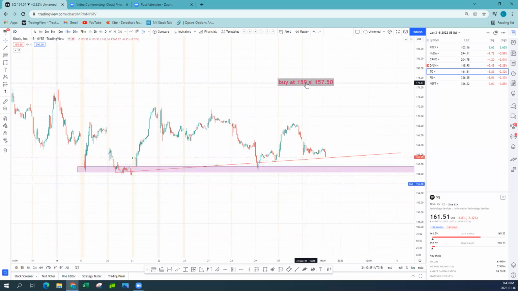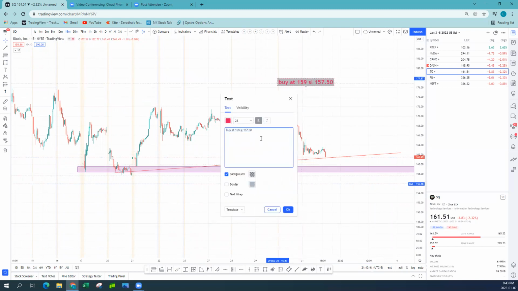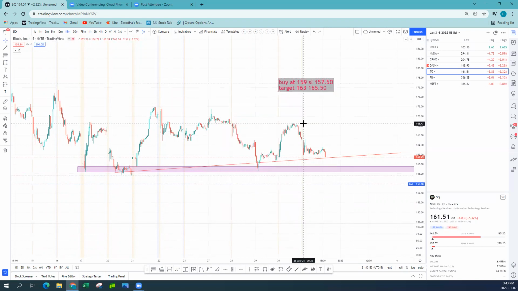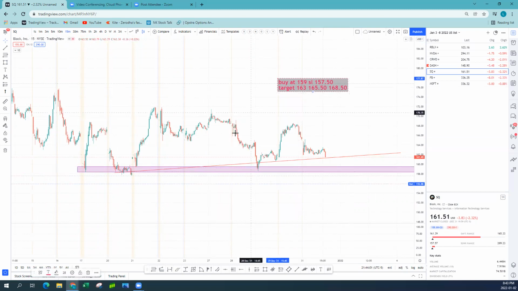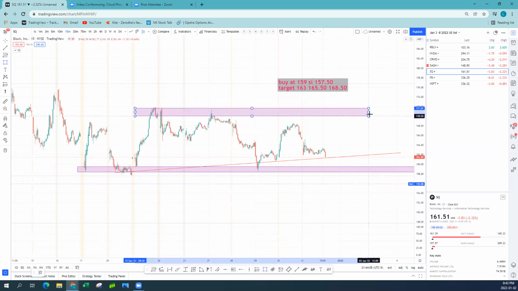So your target will be 163, and after 163 is taken out, the target will be 165.50. And after that the target is 168.50. I don't see any shorting opportunities until it reaches this area.